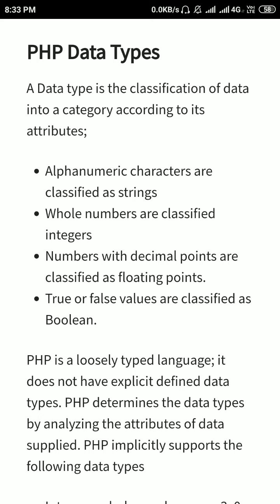Loosely typed language means you don't need to give explicit defined data types. PHP determines the data types by analyzing the attributes of data supplied. That means you don't need to write int x is equal to 16, right? So it changes according to value. PHP determines the data type by analyzing the attributes of data supplied.